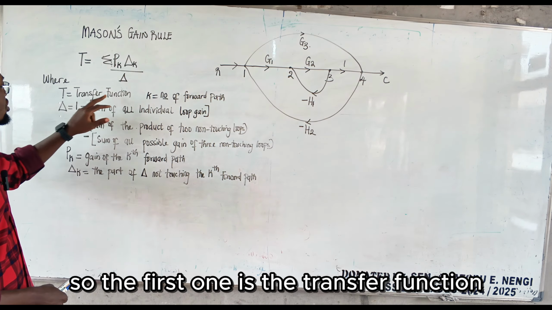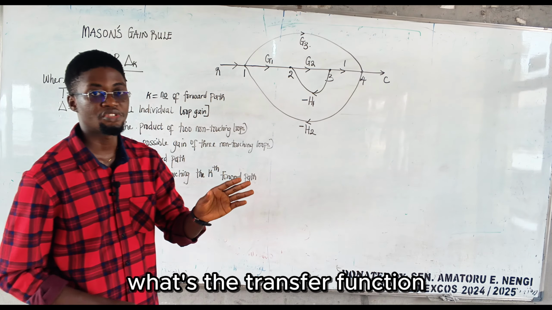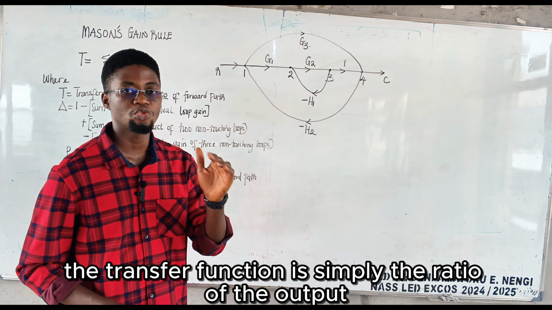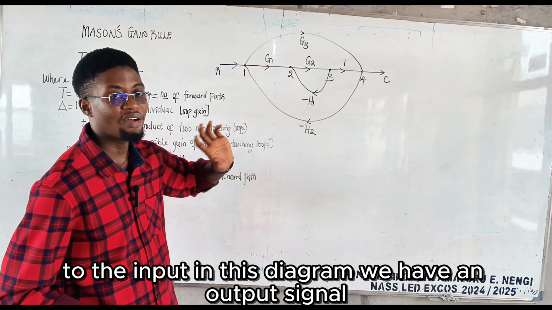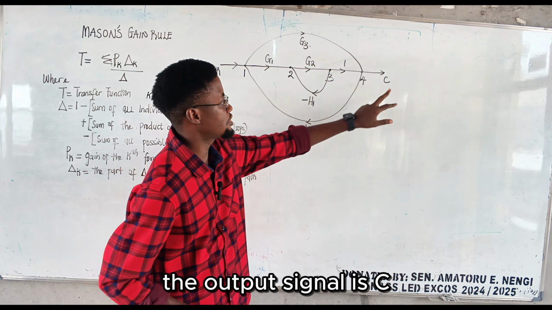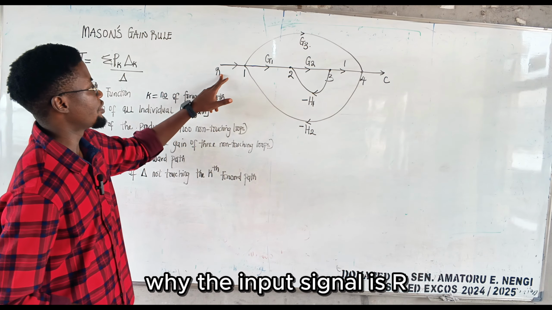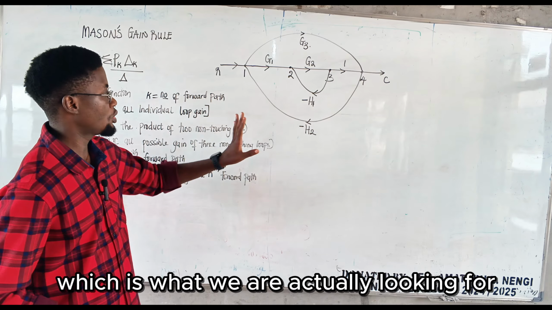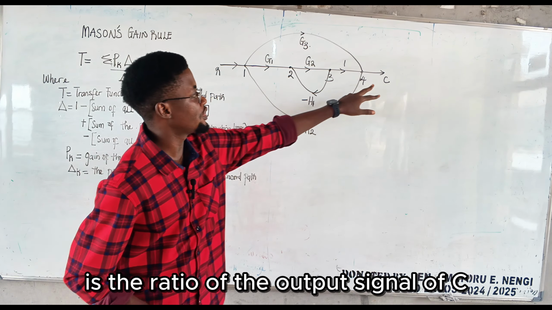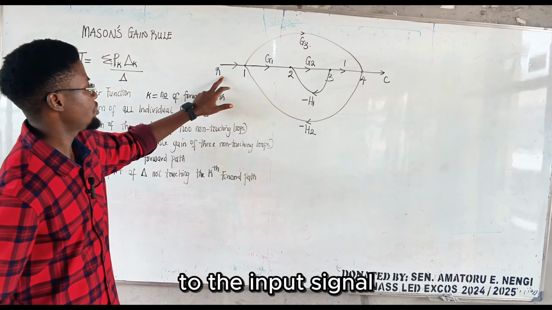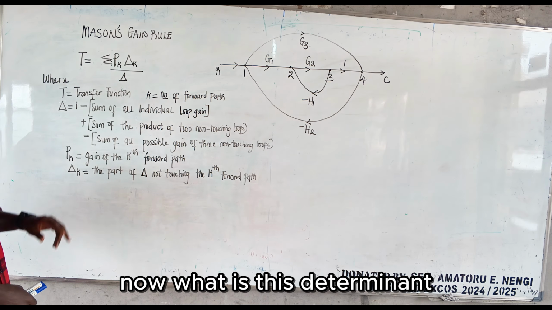So the first one is the transfer function. What is the transfer function? The transfer function is simply the ratio of the output to the input. In this diagram, the output signal is C, while the input signal is R. So the transfer function, which is what we are actually looking for, is the ratio of the output signal C to the input signal R.